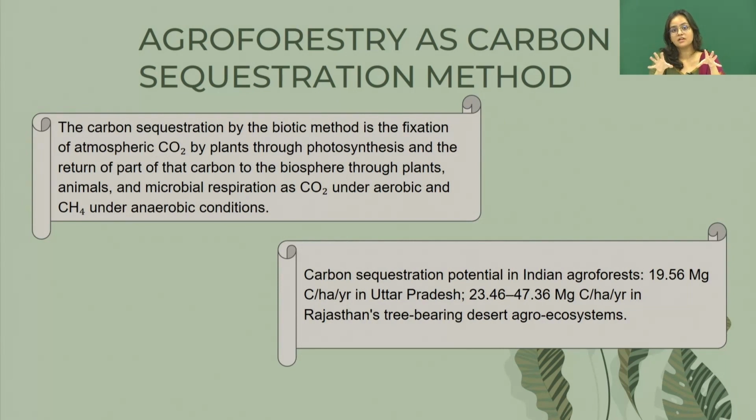Many researchers have found that carbon sequestration can be done more efficiently using agroforestry in comparison to many monoculture cropping systems, land use cropping systems, or even barren land. Its potential has been successfully established theoretically. India practices various primitive agroforestry systems and their potential varies from 19.56 mg carbon per hectare per year in northern states to 23.46 to 47.36 mg carbon per hectare per year in western parts of our country.